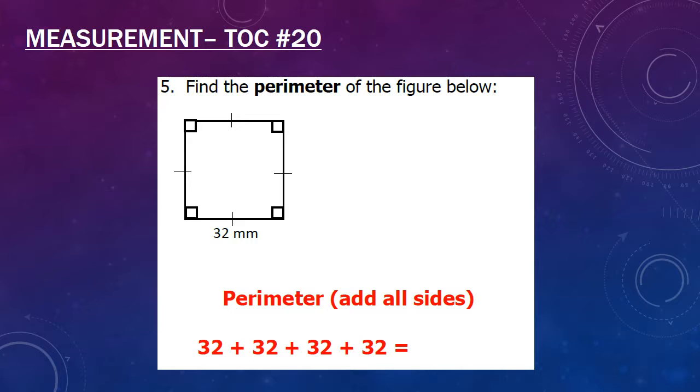The perimeter formula on the formula sheet says 4 times 32. Either way, you're getting the same answer of 128 millimeters.